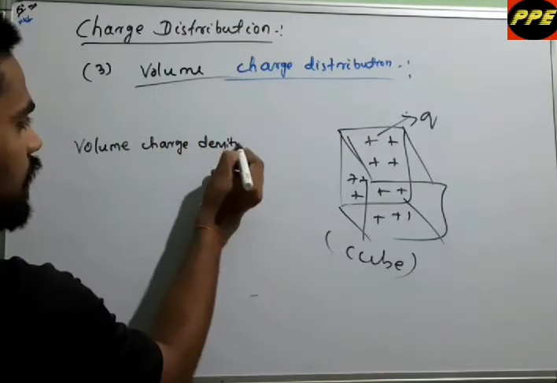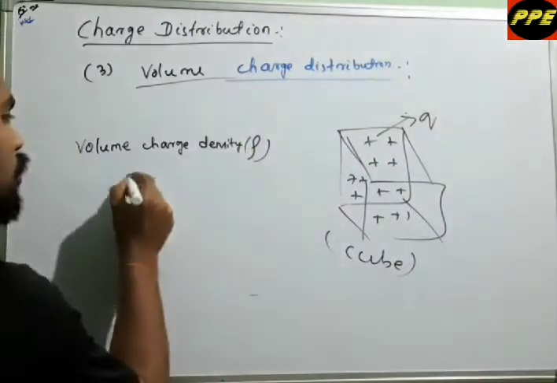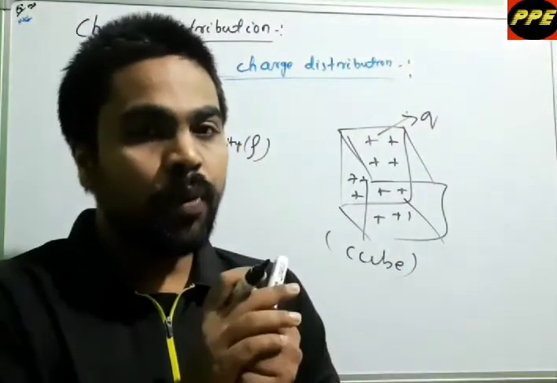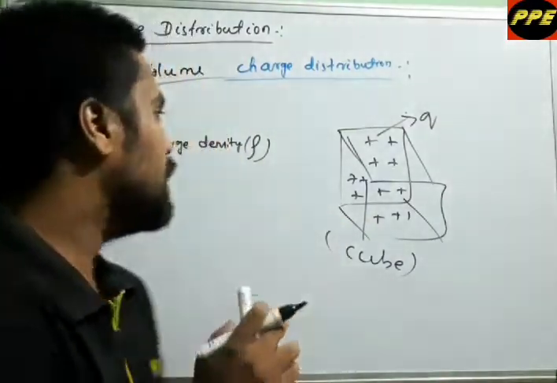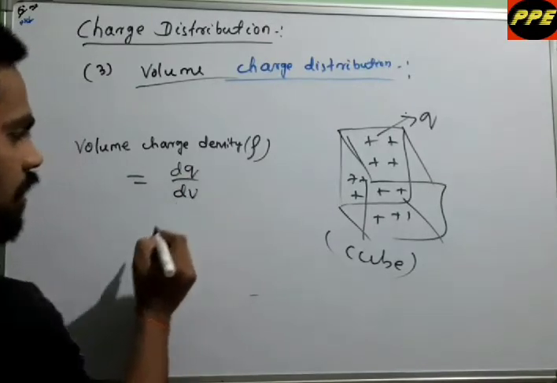Volume charge density, that means rho. Okay, that is called rho. So the surface charge density formula is sigma equals dq by ds. Similarly, rho is equal to dq divided by dv.